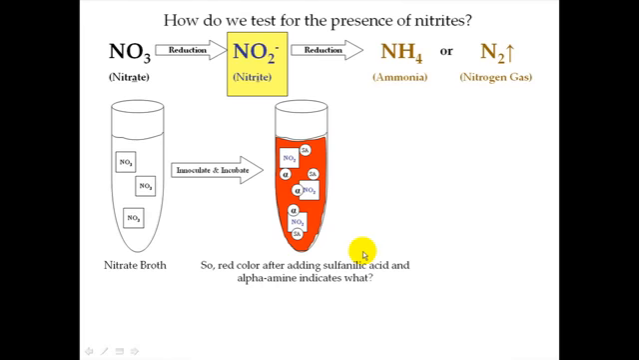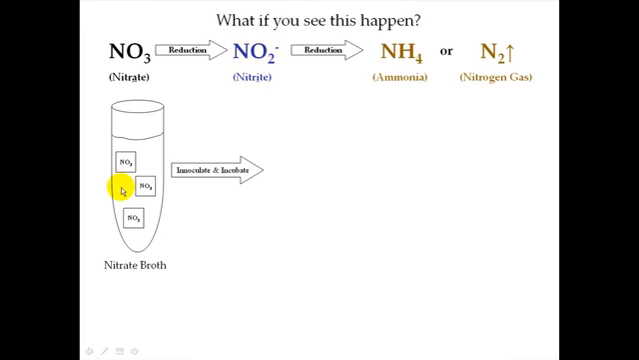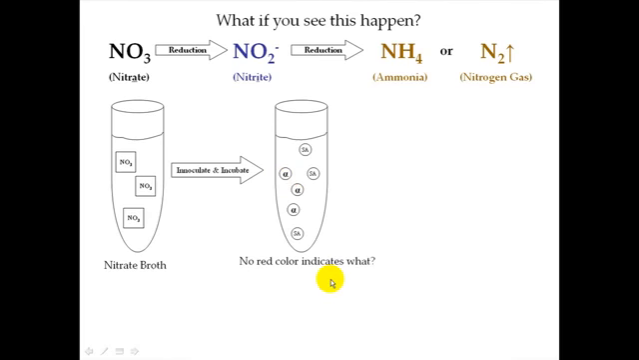What if you see this happen? Right, so what if you inoculate the nitrate broth with bacteria, you incubate it, afterwards you add those nitrite detectors, the sulfanilic acid and the alpha-naphthylamine, and you see no red color. Right, so what would that indicate? Well, again, these chemicals serve as nitrite detectors. So if they don't produce a red color, all it tells you is that there's no nitrite in that tube.